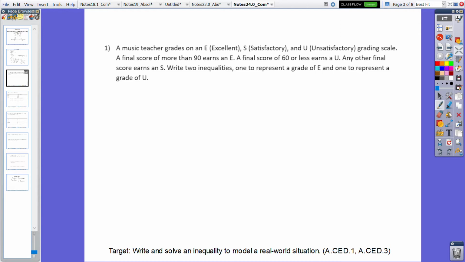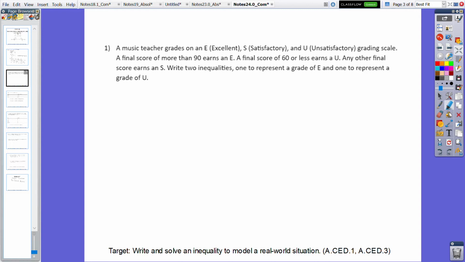Looking at number 1. Number 1 says a music teacher grades on an E for excellent, S for satisfactory, and U for unsatisfactory grading scale. A final score of more than 90 earns an E. A final score of 60 or less earns a U. Any other score earns an S. Write two inequalities, one to represent a grade of E and one to represent a grade of U.